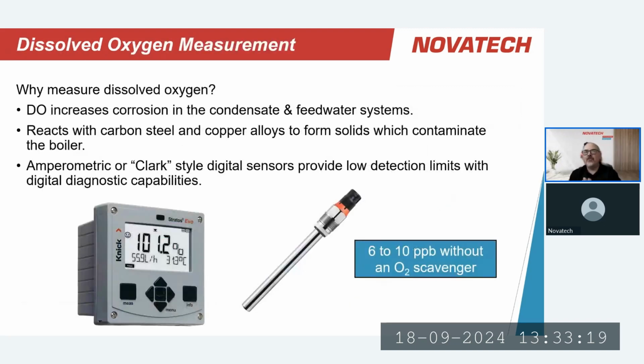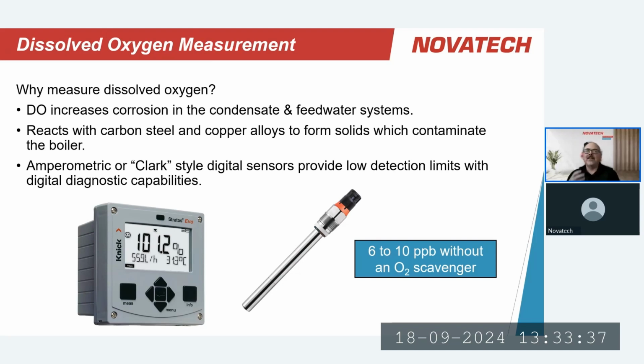Moving on to dissolved oxygen, now we've got kind of a reverse, or well, it's similar in the sense that with the pH we had very low ionic activity. With oxygen, we are trying to remove as much oxygen as possible from our water. So we measure the dissolved oxygen.